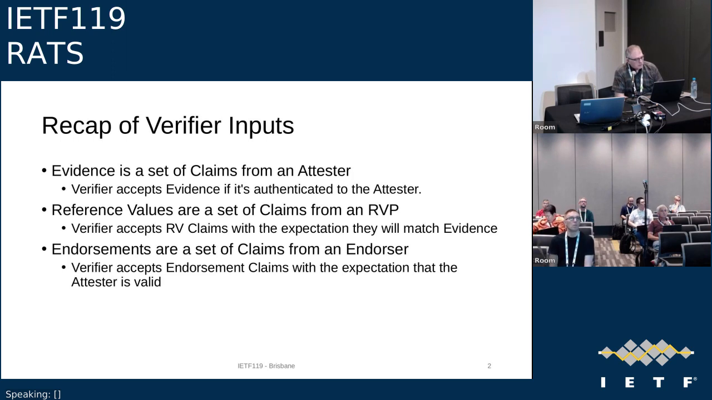Reference values are a set of claims that come from the RVP. The verifier accepts the reference value claims with the expectation that they will match evidence. And then endorsements are a set of claims from the endorser. The verifier accepts the endorsement claims with the expectation that the attester is valid. In other words, the endorsements are applicable if they apply to the attester in question.